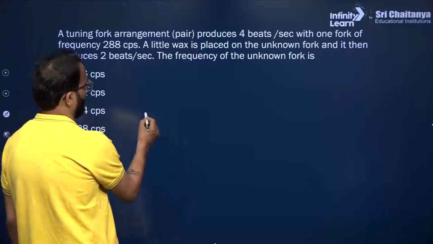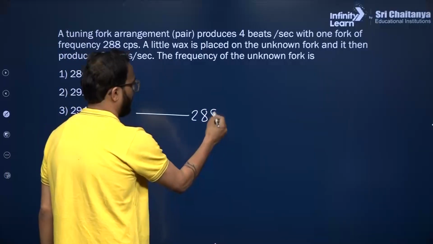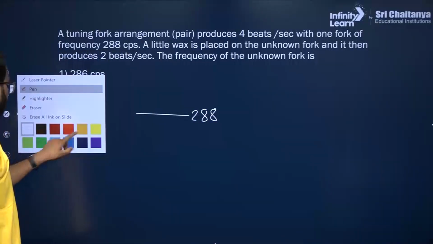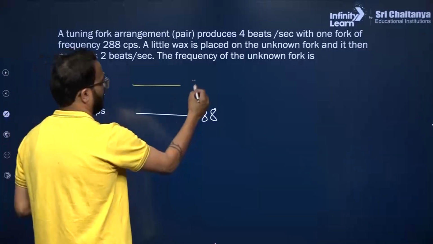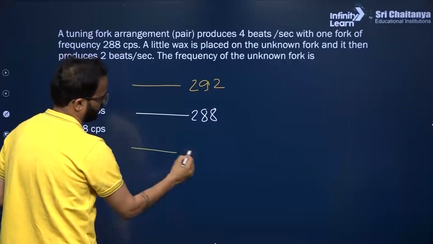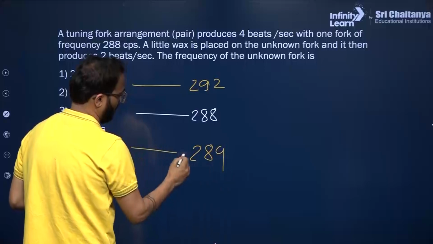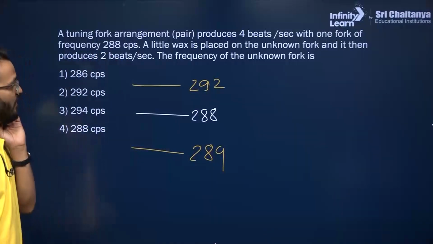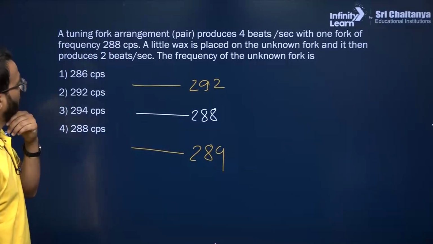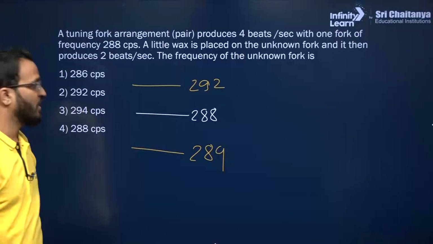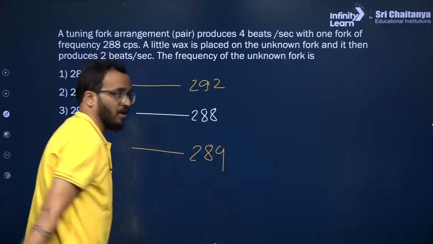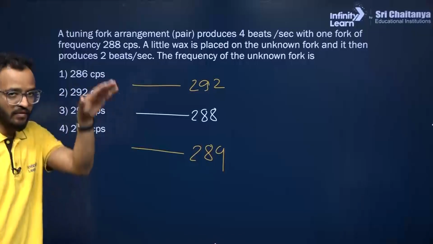Okay. There is a tuning fork already at 288 and 4 beats are heard. So either 292 or 284. Now they are saying after waxing one of them, okay, a little wax is placed on the unknown fork. Acha, this is unknown, right? So if you wax it, obviously its frequency will come down.